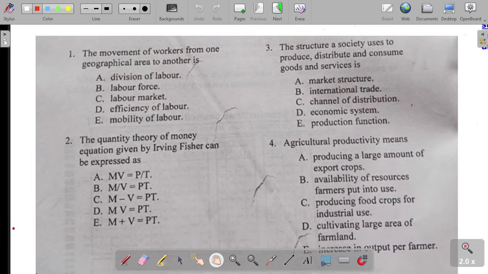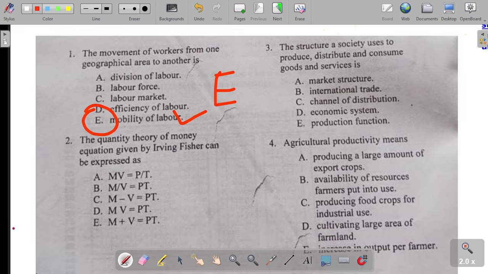Question 1 says the movement of workers from one geographical area to another is called what? No doubt. Division of labor, no, where you break down work into different aspects. Labor force, no, total number of people working for you. Labor market, no. Efficiency of labor, how well the task is performed. The answer is mobility of labor. Number 1 is E.